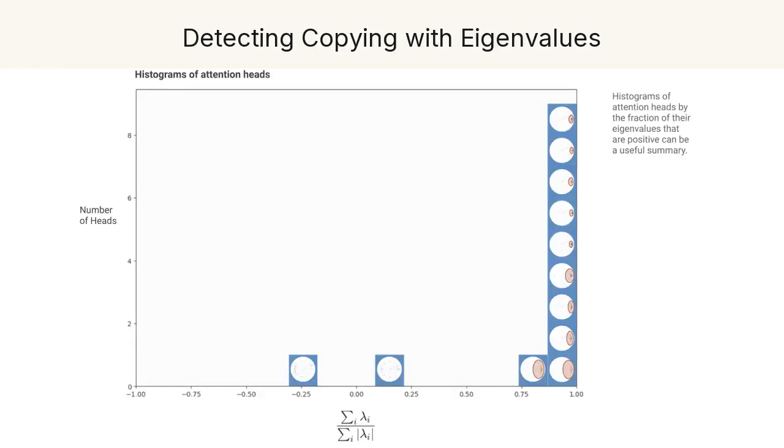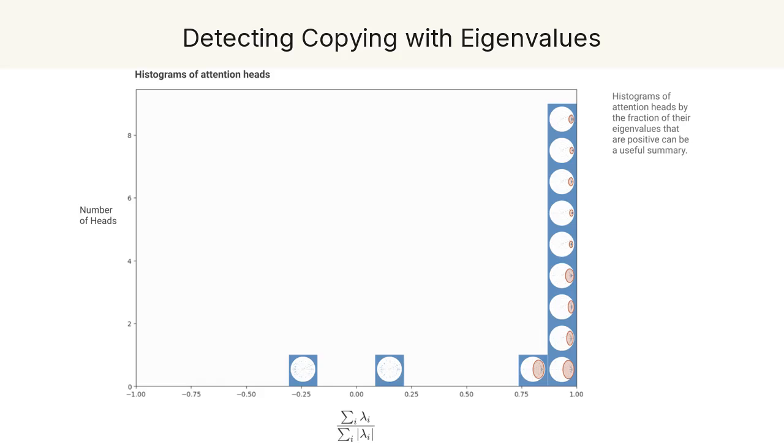Many heads do something simple and important: they copy. If a head attends to a token, it makes that same token more likely next. How can we detect copying mathematically across thousands of tokens at once? With Eigenvalues. Look at the OV circuit as a map from tokens to tokens and compute its Eigenvalues. A copying head maps inputs back to themselves, so its Eigenvalues are positive.